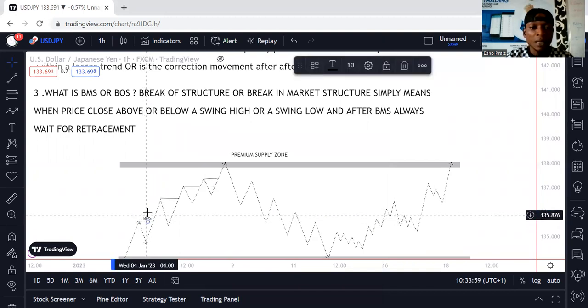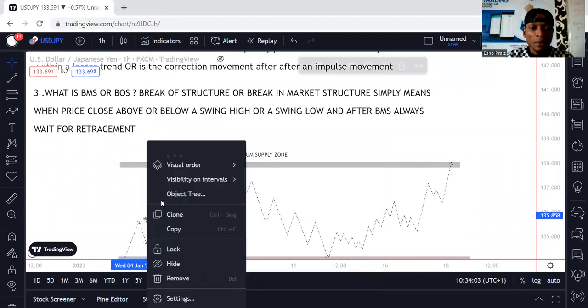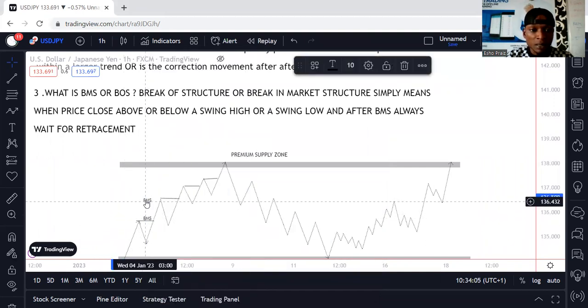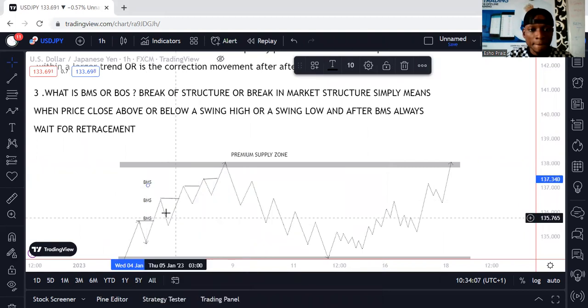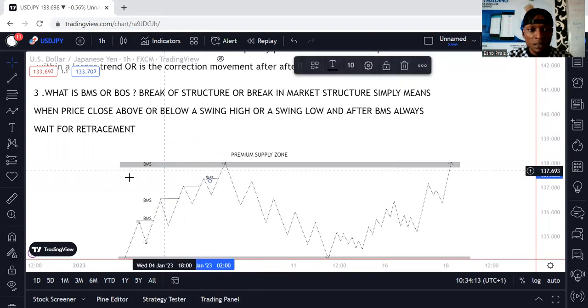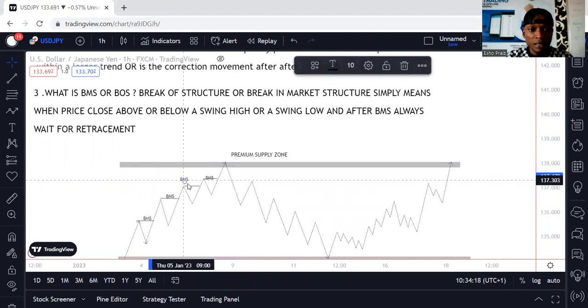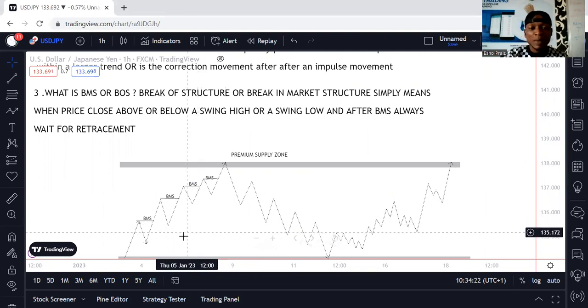So this is our BMS. This is our BMS here. Understand? Our BMS. So we have BMS, and then here is our BMS. So this is it. Now let me explain this part very well.